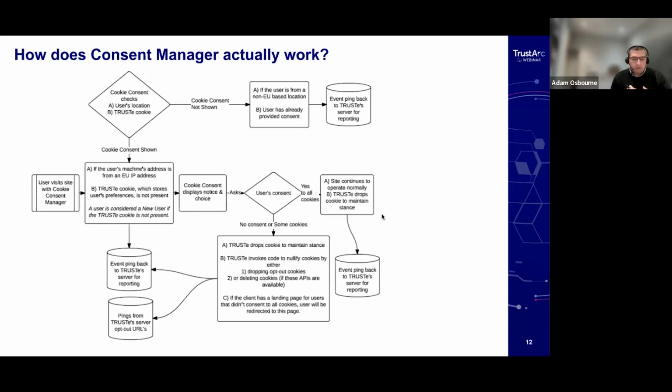And if the answer to the question about the region is yes, this user is in a region where consent is needed, and the answer to question two, is this user a new visitor, is also yes, then Consent Manager will show a suitable message for that user based on the region they're in. So message one can be shown for maybe the GDPR region, and message two can be shown for, say, California. Now, the user sees this message, and they will interact with Consent Manager to enter their preferences.